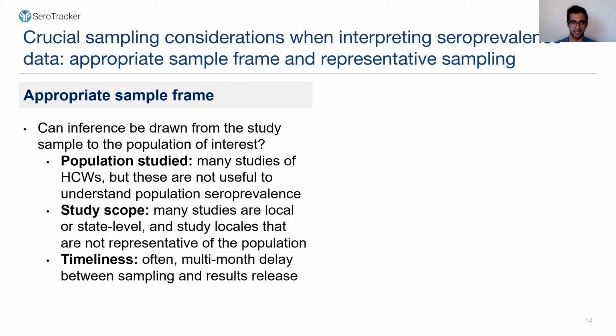Perhaps slightly more subtly, study scope matters. We talked about local and state level studies not necessarily being representative of the general population in a country as a whole. And then finally, something to consider here is timeliness. As most of these studies have been done as research studies, there is a considerable delay between when individuals are sampled and when results are made available.